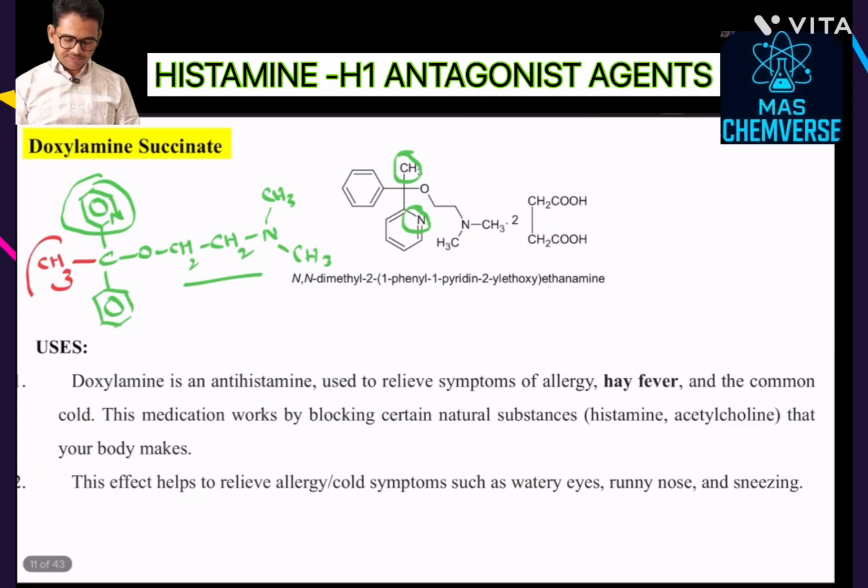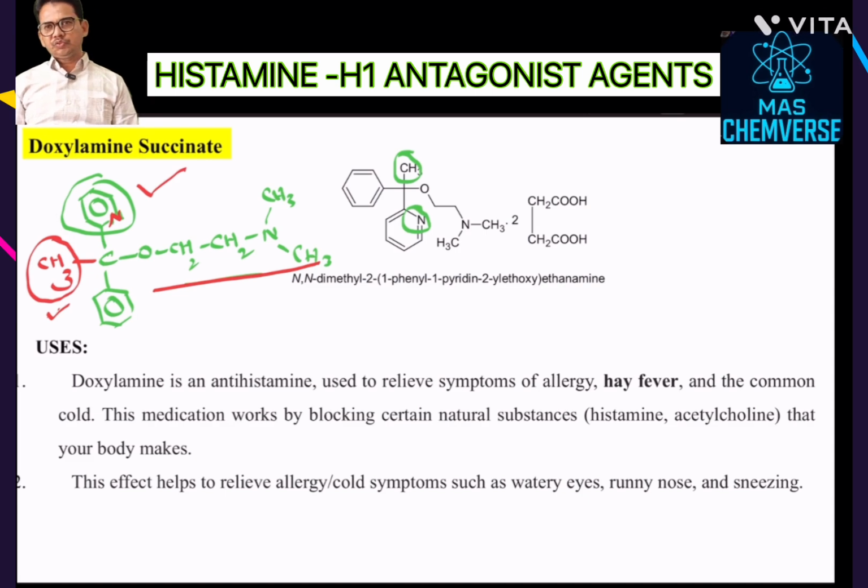What is different in the other one? This is different because these two are not there, meaning this heteroatom is not there in diphenhydramine, but in this case a heteroatom is there. In diphenhydramine, this methyl is not there, but in this case a methyl group is there. The remaining thing, the side chain, is very similar to that of the earlier drug, diphenhydramine.